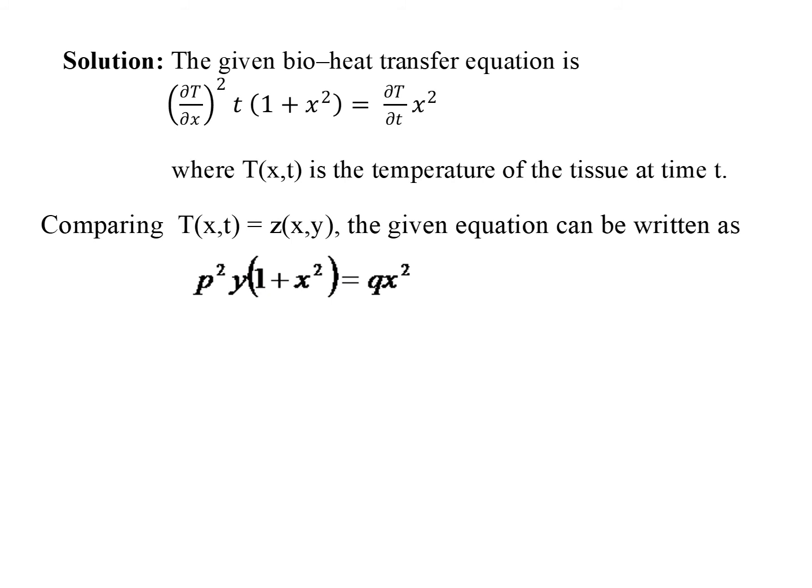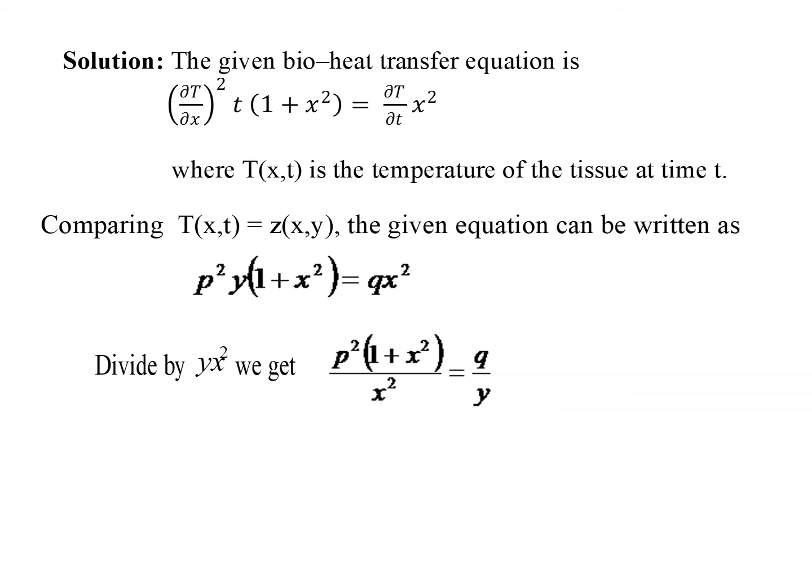Dou z by dou x is p, and q is dou z by dou y. So we have a partial differential equation like this here, and when you look at this equation now, we can segregate p squared and x to one side and q and y to the other side by doing like this. That is, divide by y into x squared on both sides. Then we get like this.